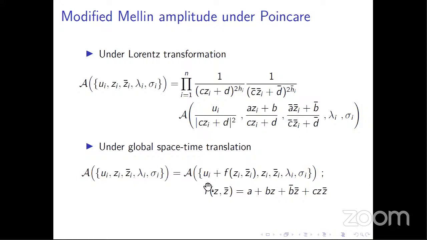And under the global space-time translation, we saw that u went to something like some factor of z, z bar, and some constant, and z, z bar map to themselves. A quick question.